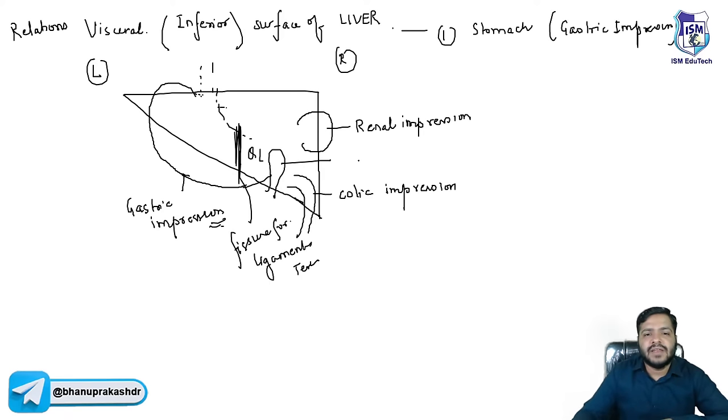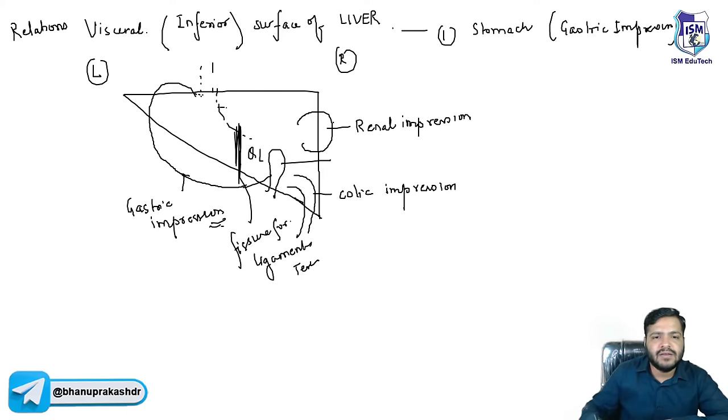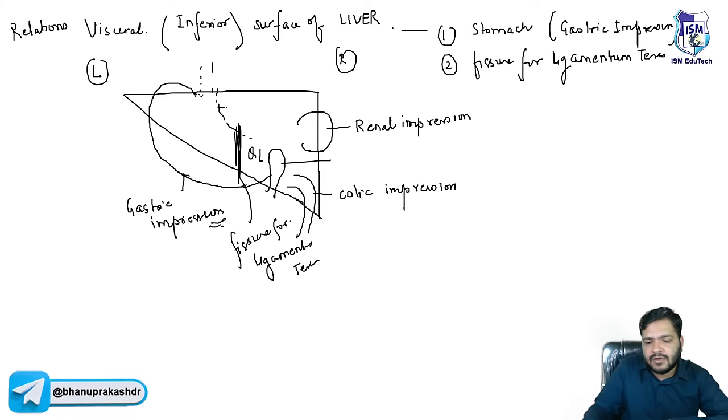I hope the inferior or visceral relations are clear to everyone. Yes, it is related to the stomach. We have the fissure for ligamentum teres. Satyashree, very good. Then we have the caudate lobe, then the gallbladder fossa.